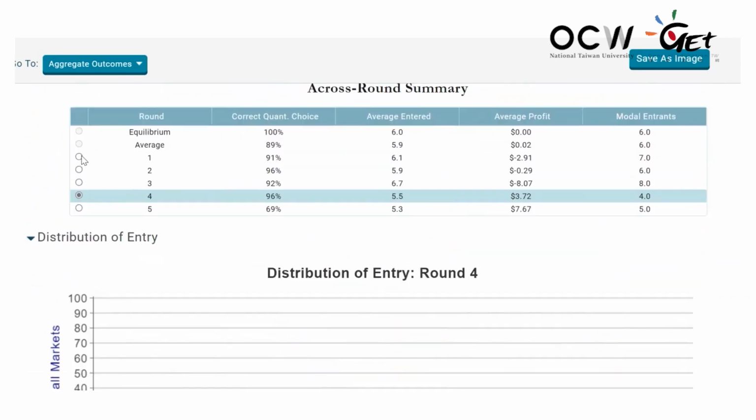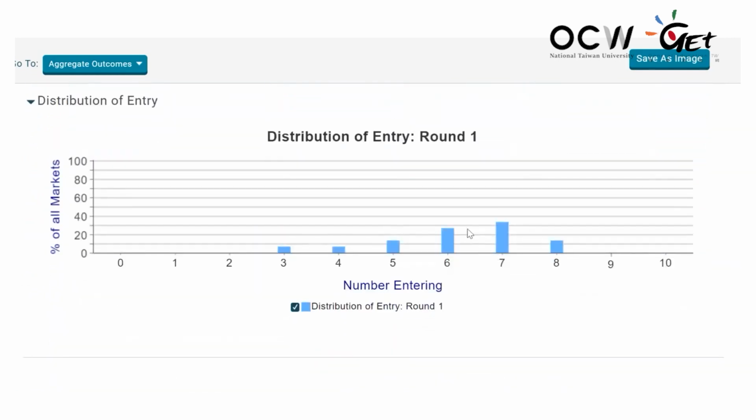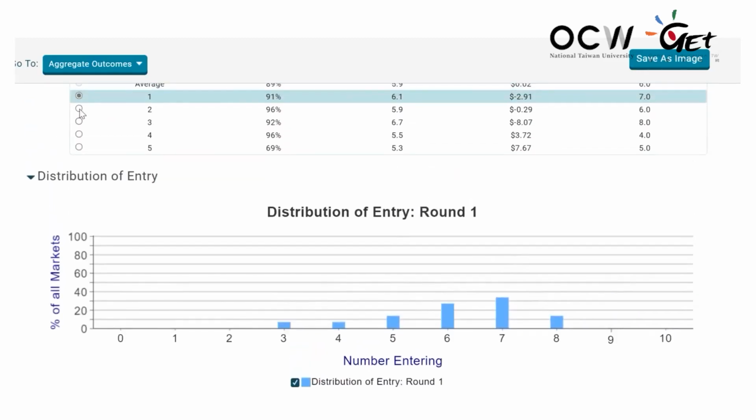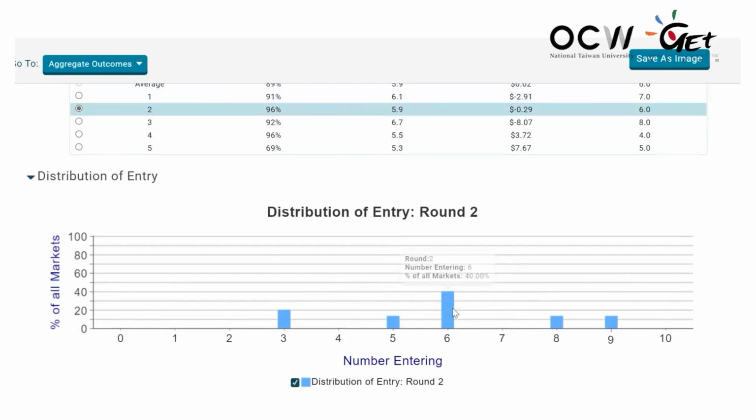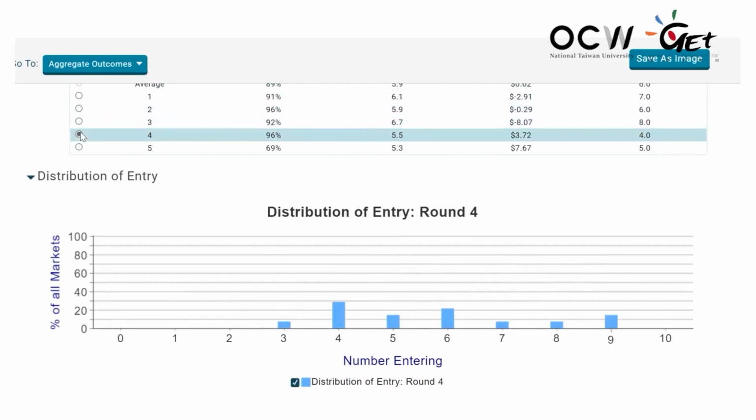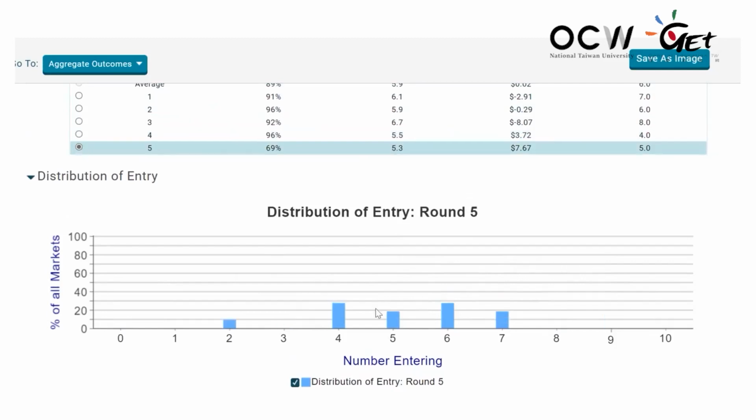Let's see round 1. A lot of groups have too many people entering, so of course you're earning a loss. In round 2, a lot of 6s, so that's the right one, but there is some variation. In round 3, 8. Too many people entering, so that's a bad idea. In round 4, it's scattered. In round 5, it's smaller, because there are only 2 or 4 drivers entering, so you're not getting enough.